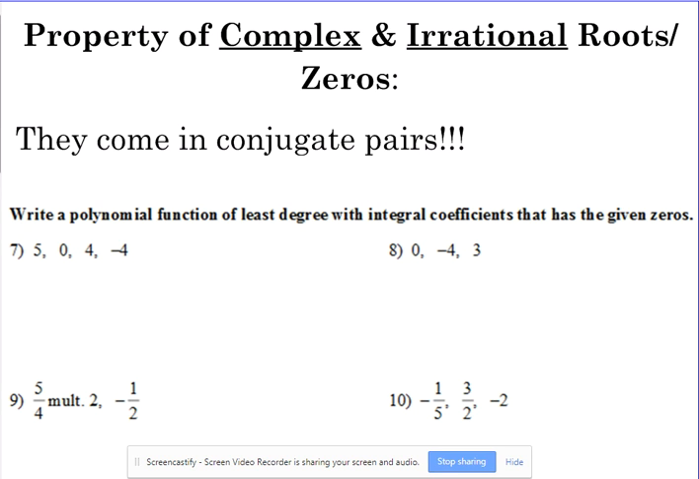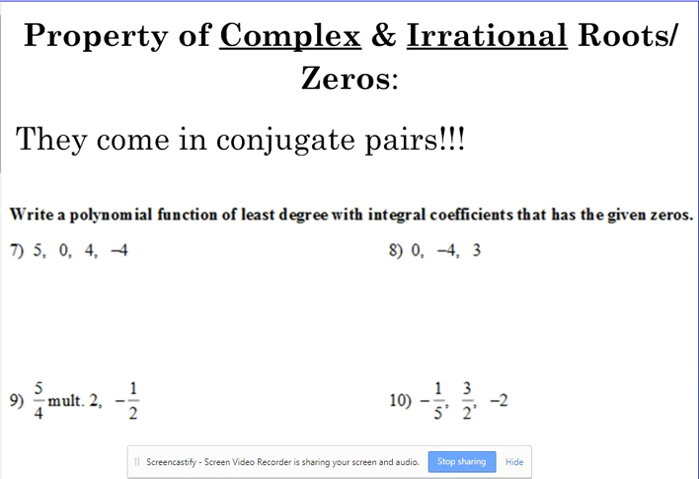Think about when you do the quadratic formula or completing the square. You always get that plus or minus answer every single time. That only happens with i's and with square roots. With the whole numbers or the fractions, the real answers, that's not always the case.